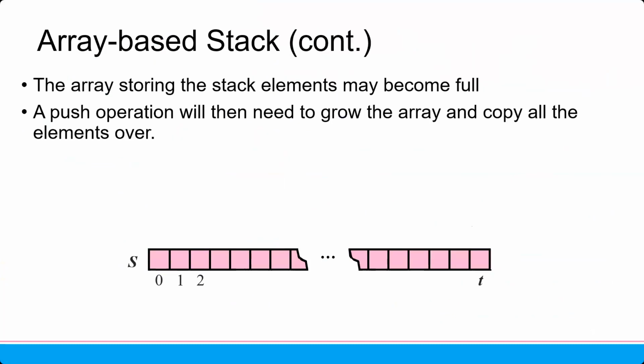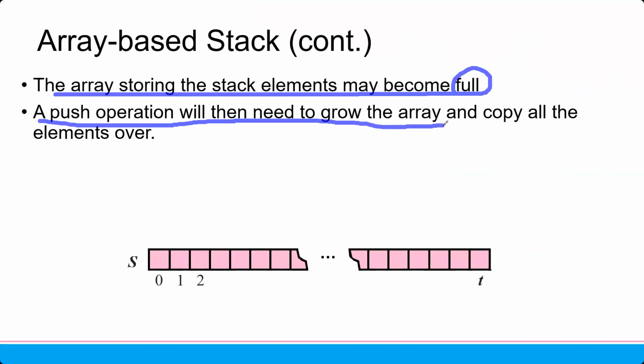And then when we use an array, it is obvious that the array storing the stack elements may become full. We learned from the previous section that there are two strategies, incremental strategy and doubling strategy. So we can make the array a growable array. A push operation will then need to grow the array and copy all the elements over.